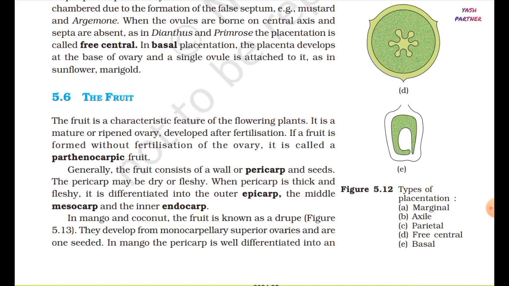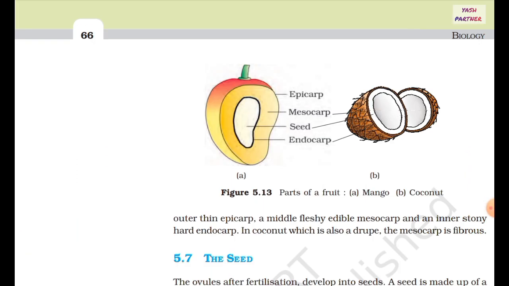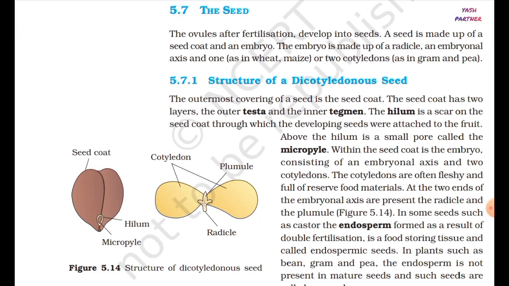In mango and coconut, the fruit is known as a drupe, Figure 5.13. They develop from monocarpellary superior ovaries and are one-seeded. In mango, the pericarp is well differentiated into an outer thin epicarp, a middle fleshy edible mesocarp, and an inner stony hard endocarp. In coconut, which is also a drupe, the mesocarp is fibrous.